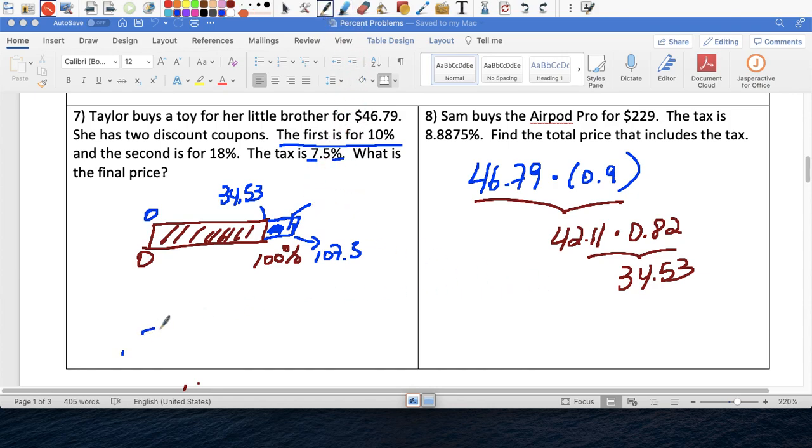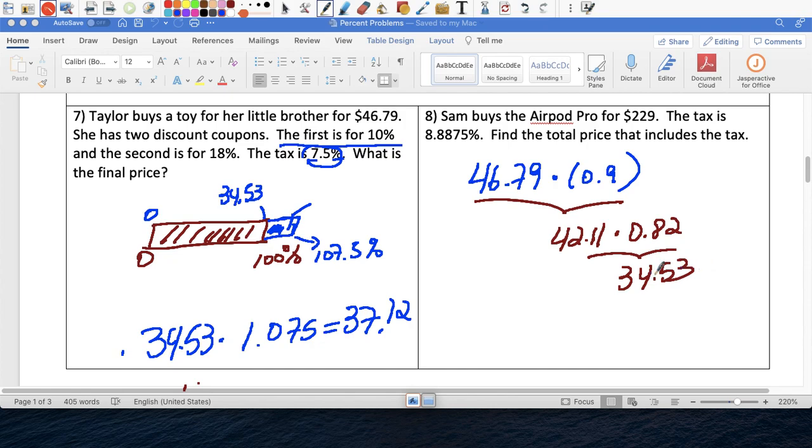So we're going to multiply the $34.53 times, you can't multiply by 7.5%, because if you multiply by 7.5%, you actually get what your tax was. But I don't want to know what the tax was. I want to know what the price is with the tax. So we're going to multiply that by 107.5%. Move the decimal 2 over. We get 1.075. Our price with tax is obviously going to be more than 34.53. 34.53 times 1.075 is going to take us to $37.12.